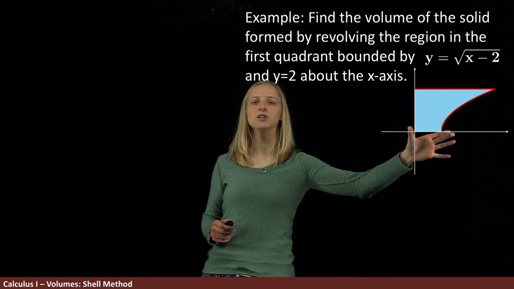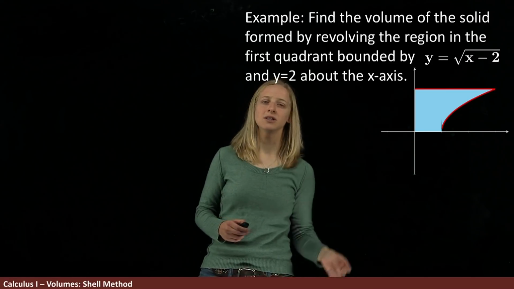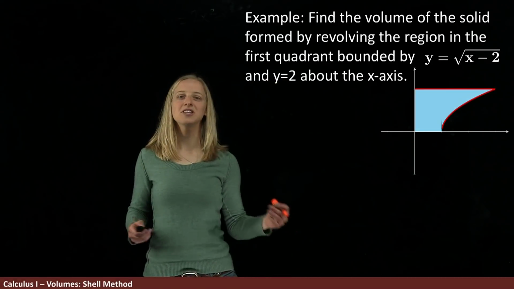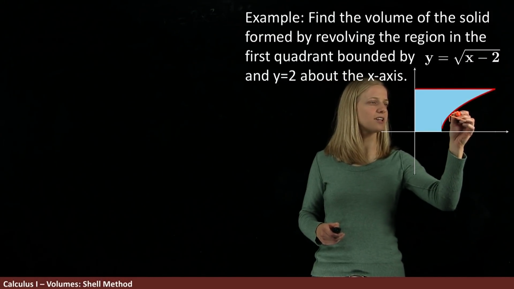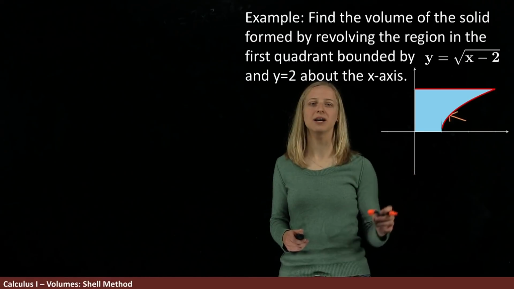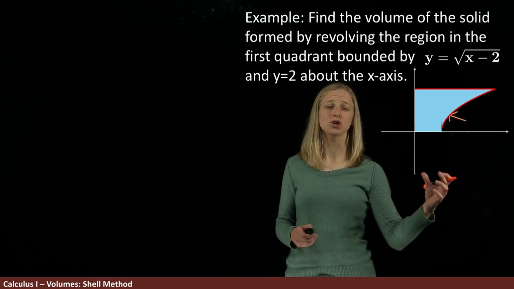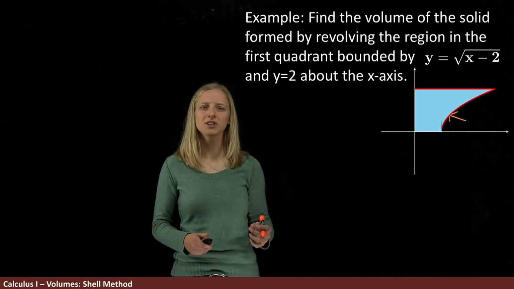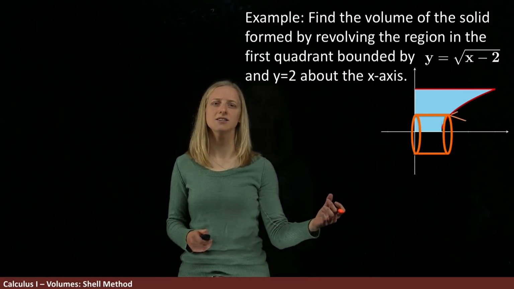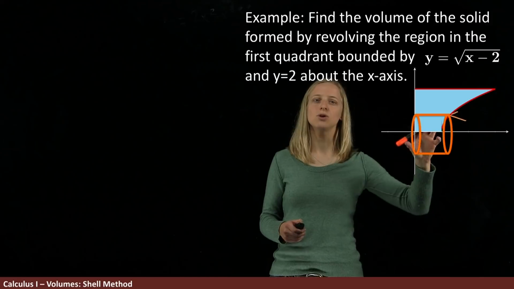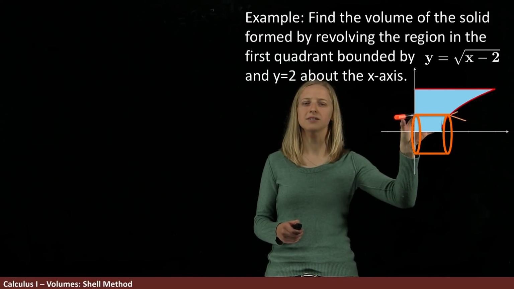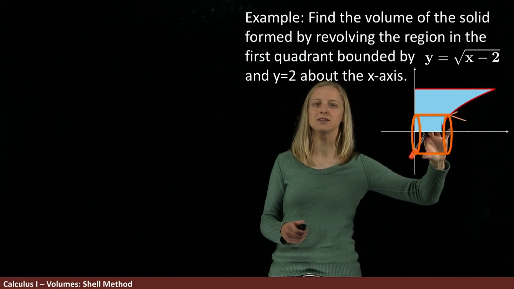Well, what we're going to do is revolve this about the x-axis. Just as we did with the last example, we're going to choose a point, say this point right here, and revolve that about the x-axis to create our circle and then our cylinder. So in the end, we should have a result like this. Now notice that this cylinder is no longer about the y-axis, but about the x-axis.